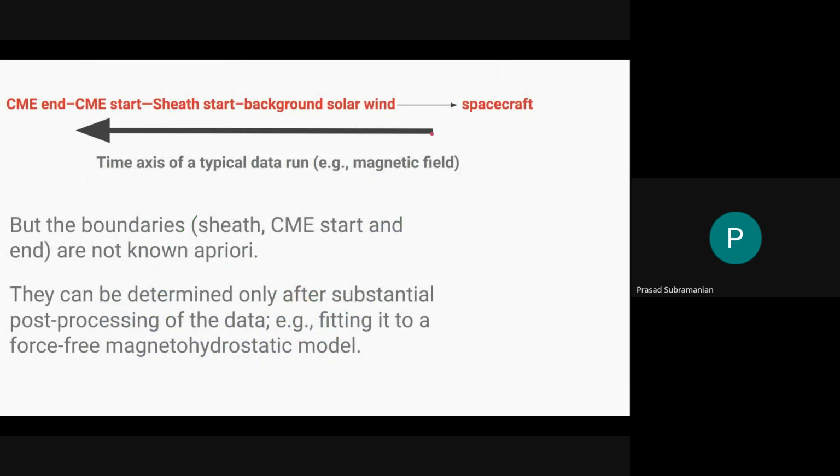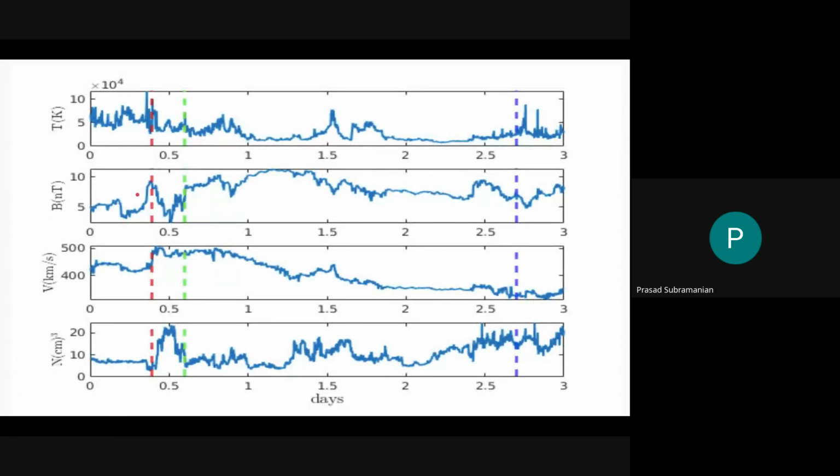So the time axis of a typical data run, for instance magnetic field, would move like so. You have the background solar wind first, and then the sheath, and then the body of the CME. The CME starts and the CME ends, so to speak. So, time on the x-axis. This would be the background, for instance. The part between these two dashed lines would be the sheath, and the part between the green dashed line and the purple dashed line, that's the body of the CME.